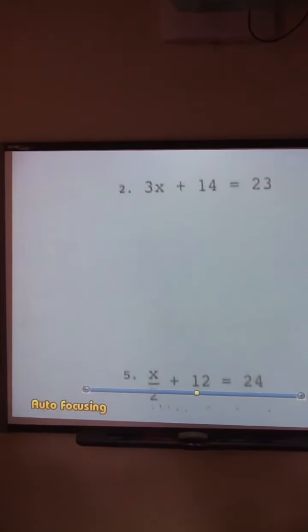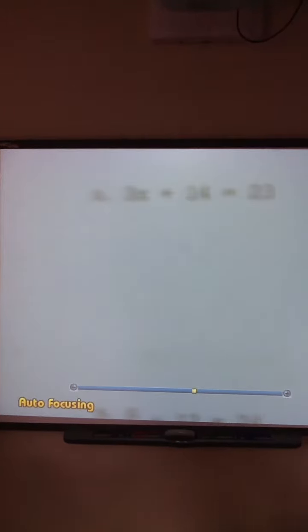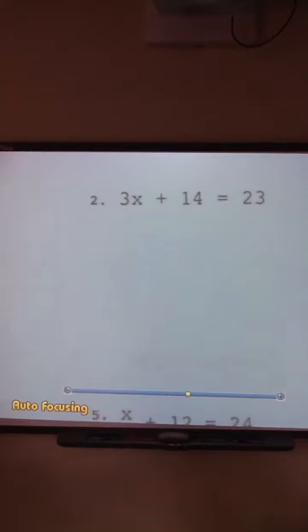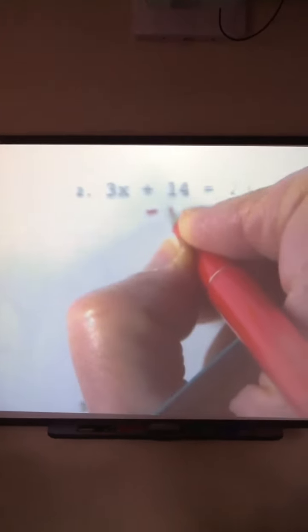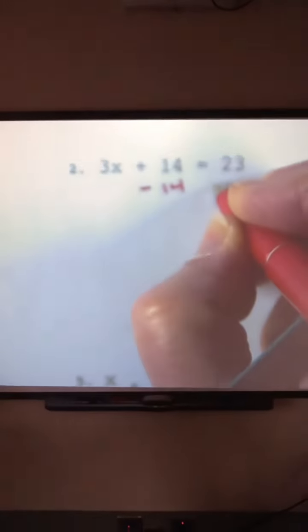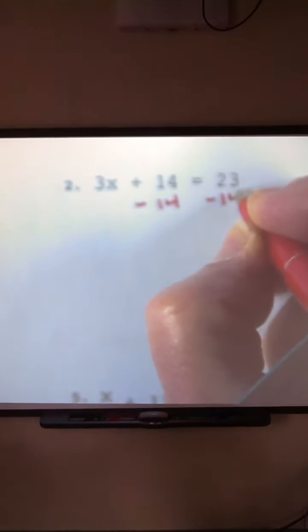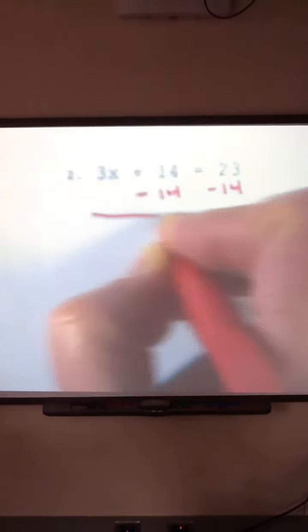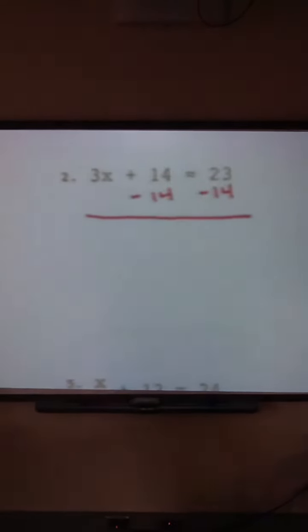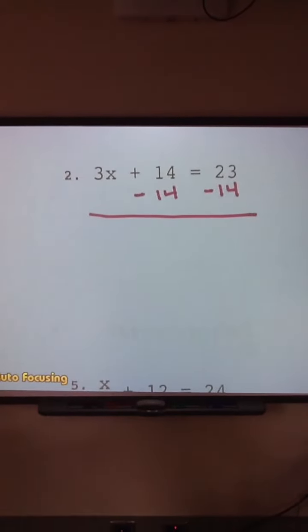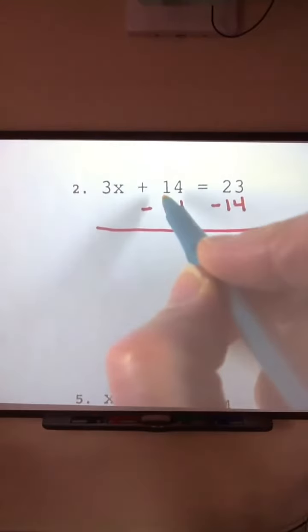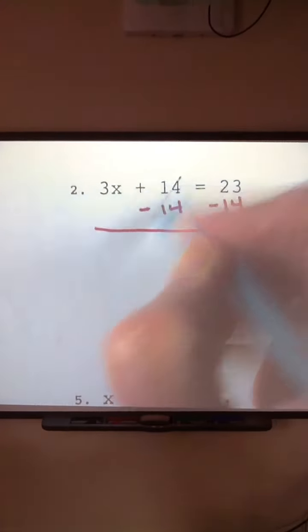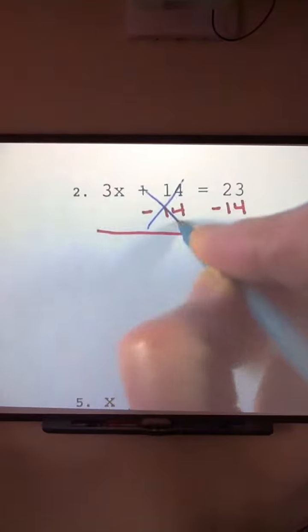3x plus 14 equals 23. The first step would be to undo the adding 14 by subtracting 14. You have to make sure that whatever you put on one side, you also put on the other side. So we would subtract 14 from each side. The adding 14 and subtracting 14 eliminate each other from the problem.